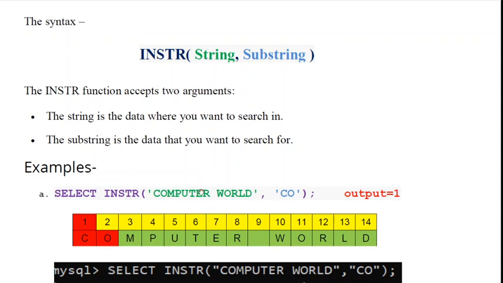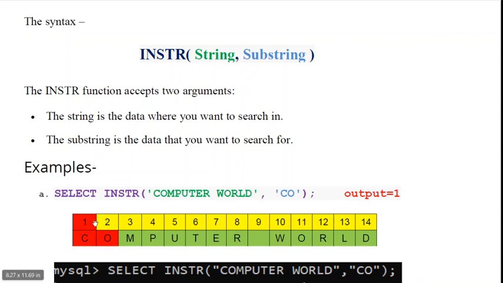This is the data, the string. As per the syntax, it is string, that's why I've used the same color. Now the substring is CO. So I want to search CO inside the given data, that is computer world. If CO, this substring, is present in the data, then it returns the position, meaning where it is stored.